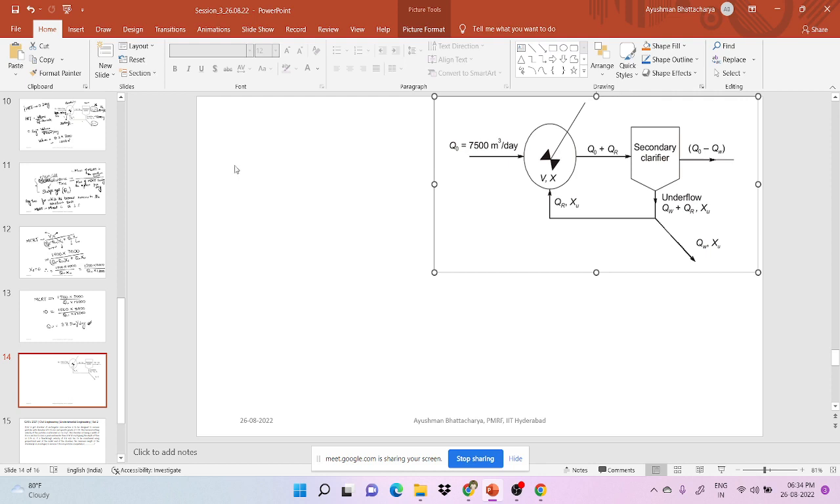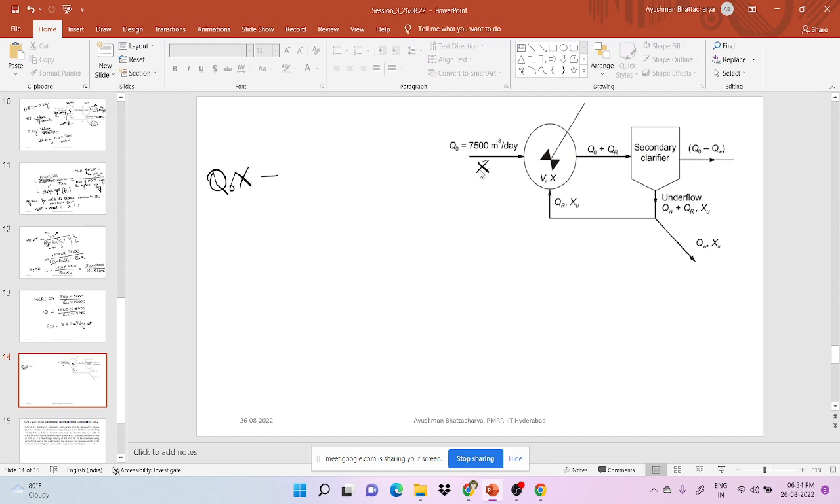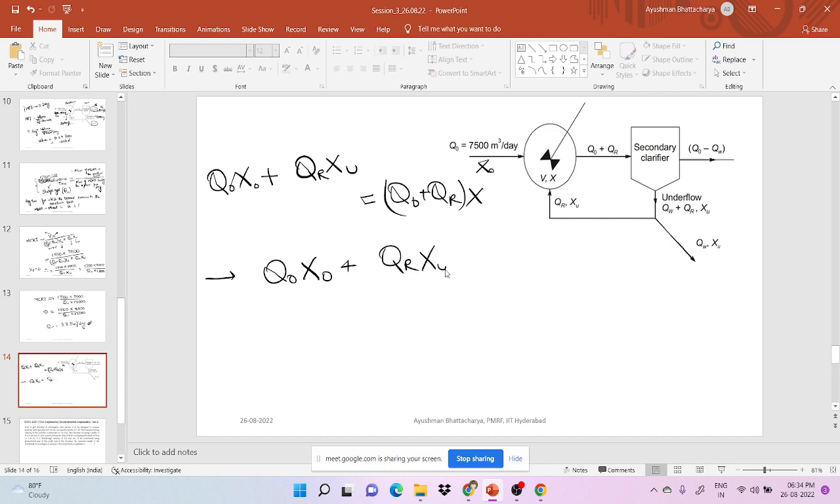The next equation I will write is a balancing equation around the aeration tank, in terms of mass flow rate. Q0 into X0, where X0 is the MLVSS concentration of the inflow, plus QR XU, is equal to inflow equals outflow, (Q0 plus QR) X. So Q0 X0 plus QR XU is equal to (Q0 plus QR) into X. Q0 X0 is the biomass flow rate into the aeration tank, QR into XU is the recycled flow, and (Q0 plus QR) into X is what is going out. This is the MLVSS concentration in the aeration tank, which will be the same concentration because it goes out as effluent.